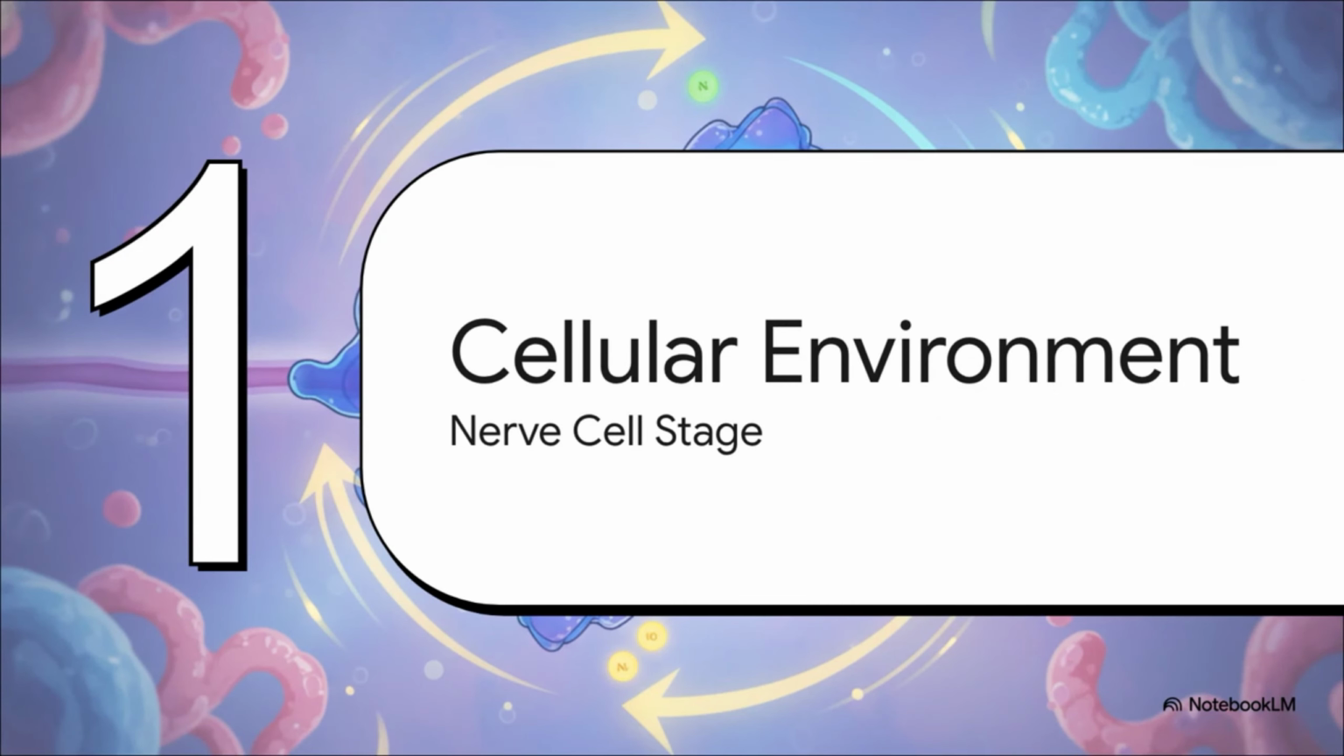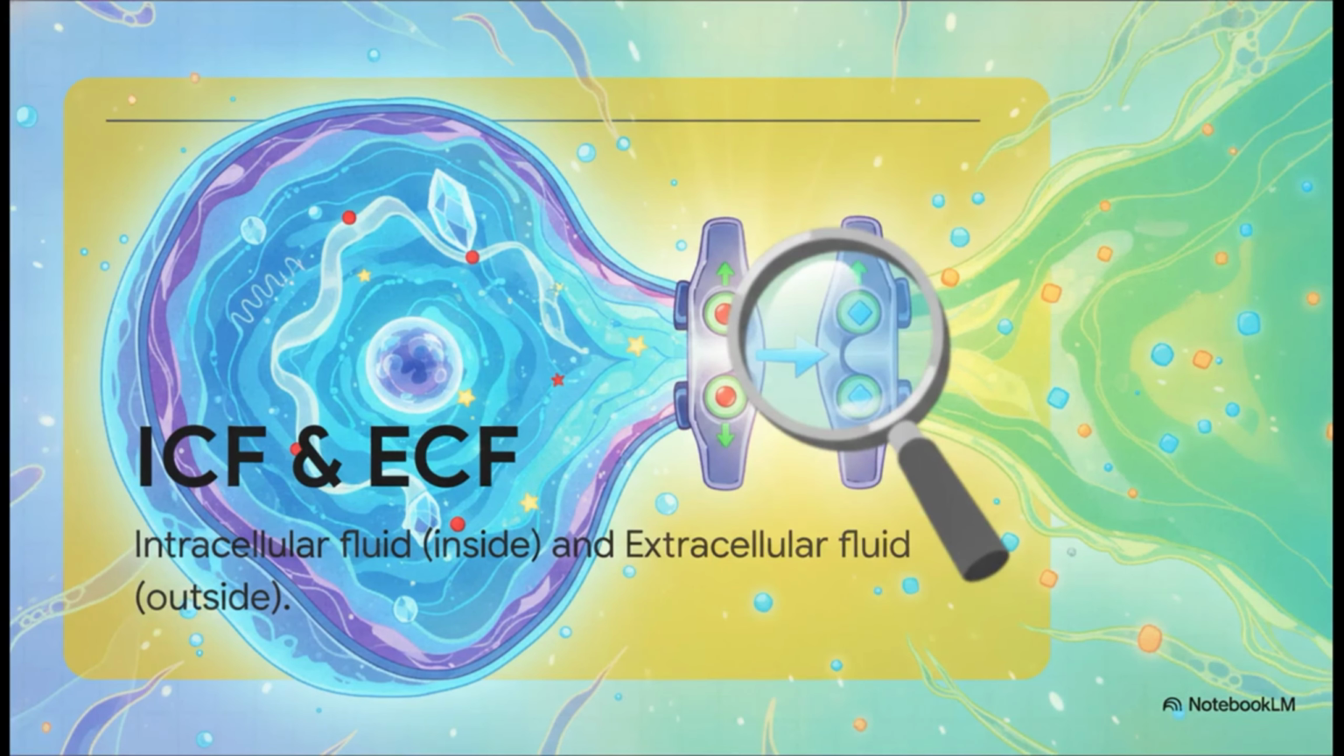Moving on to part 2, the cellular environment, setting the stage for the nerve cell. To see this active uphill transport doing its thing, we have to set the stage. We divide the environment around the cell into two distinct areas, and you'll definitely need to know these. First, there's the ICF, the intracellular fluid. That's the fluid inside the cell. And then we have the ECF, the extracellular fluid, which is the fluid sitting on the outside. Grasping this boundary is absolutely key to understanding how our nerves communicate.